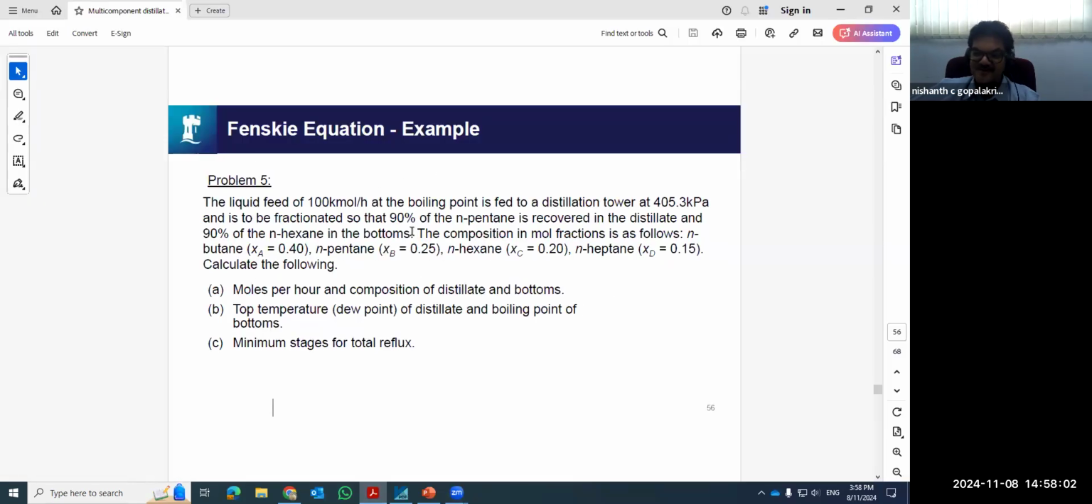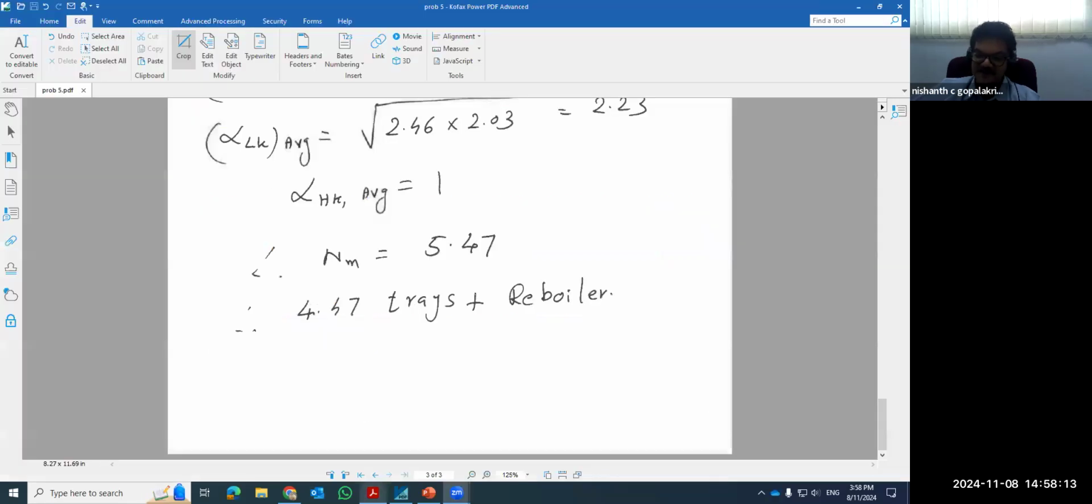So 90% of the feed, right? So can you estimate that number? How much N-pentane is in the feed? How much N-pentane is in the feed?